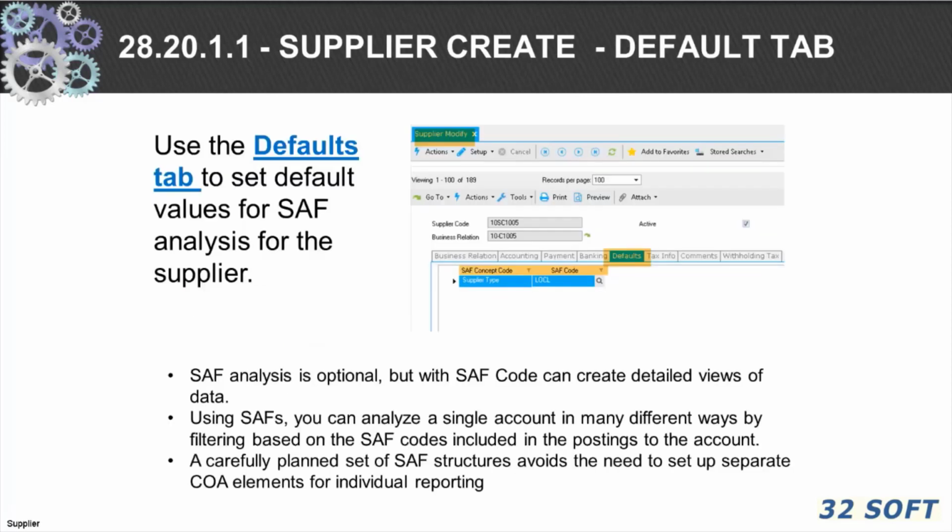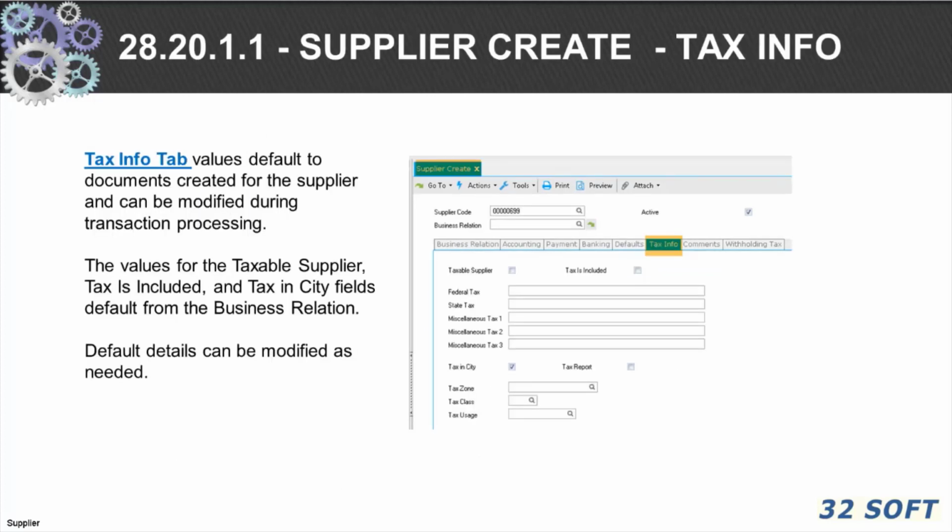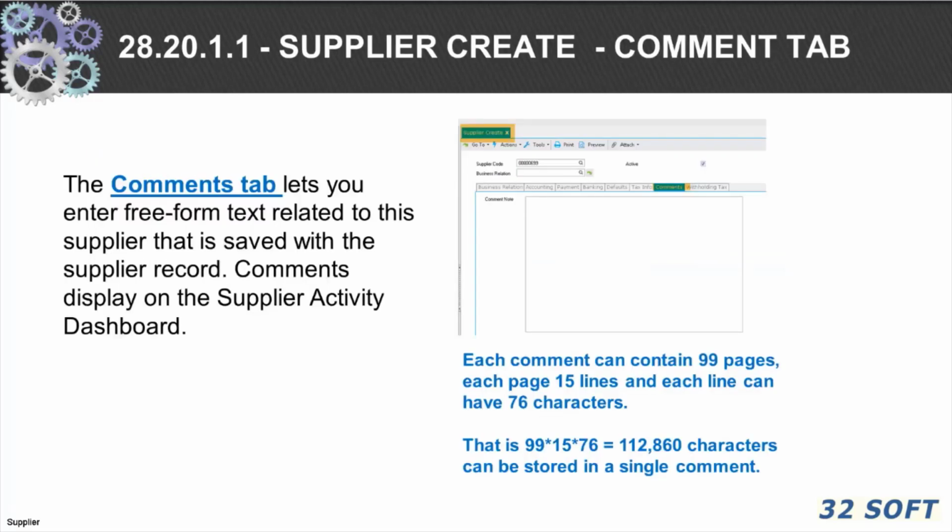Use the default tabs of 2820.1.1 Supplier Create to set the default values for SAF code or analysis codes for the supplier. Tax Info tab values default to documents created for suppliers and can be modified during transaction processing. The Comment tab lets you enter free-form text related to this supplier that is saved with the supplier record. Comments can also display on supplier activity dashboards.